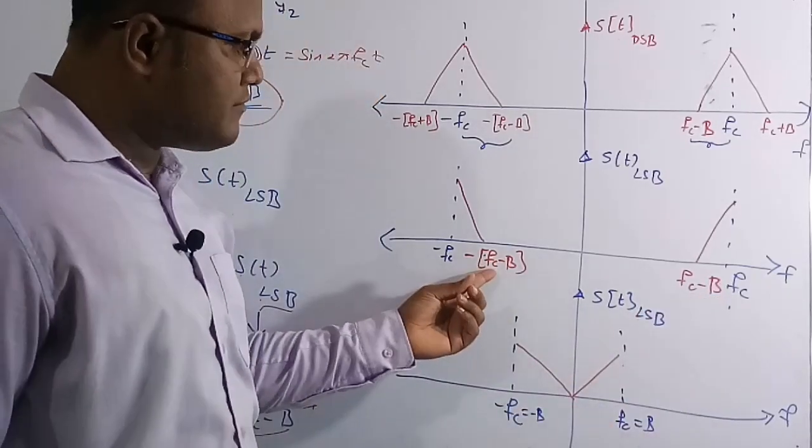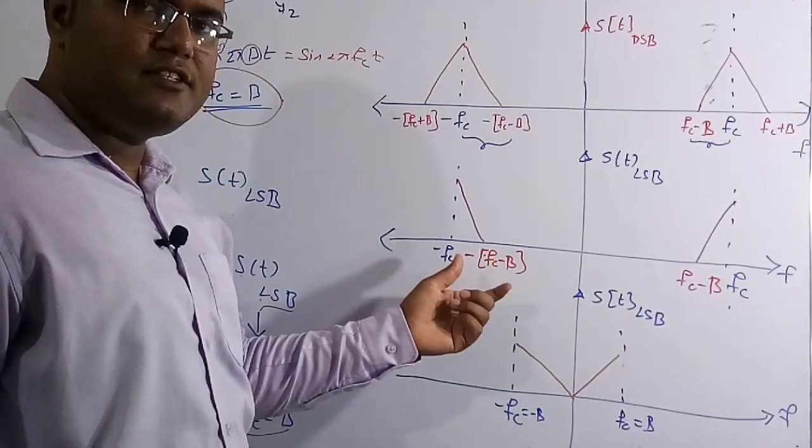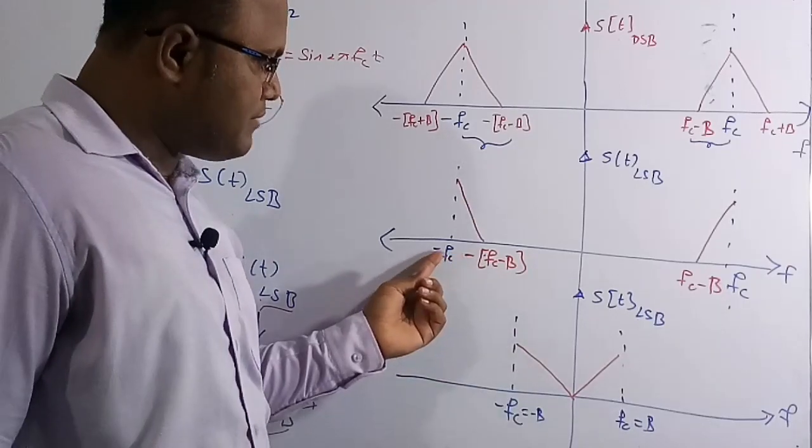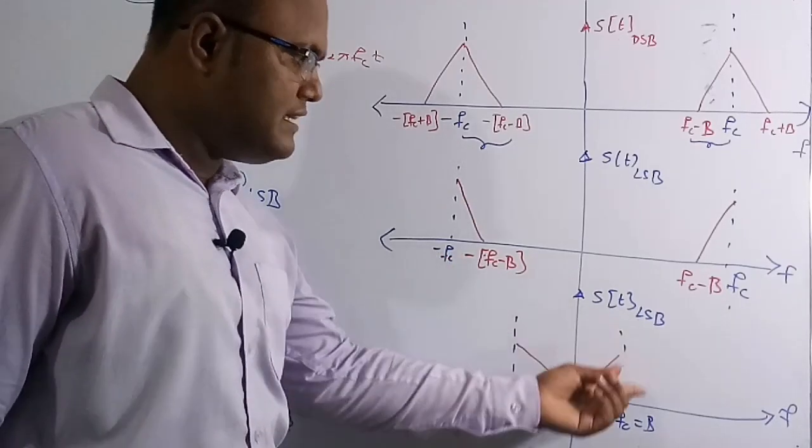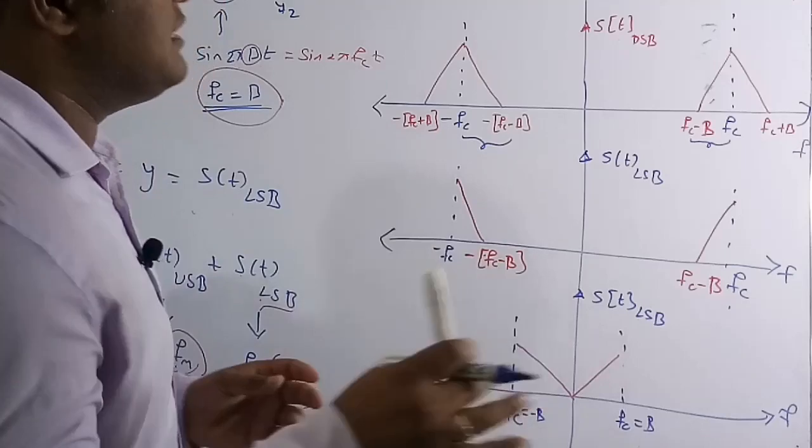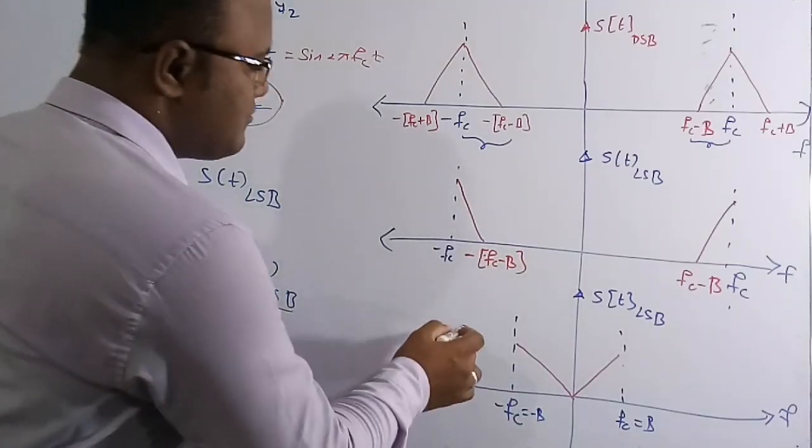And similarly here FC is nothing but B. So B minus B is again 0, and this is minus B. So therefore this is the S of t LSB. Suppose this is the correct solution of this question.